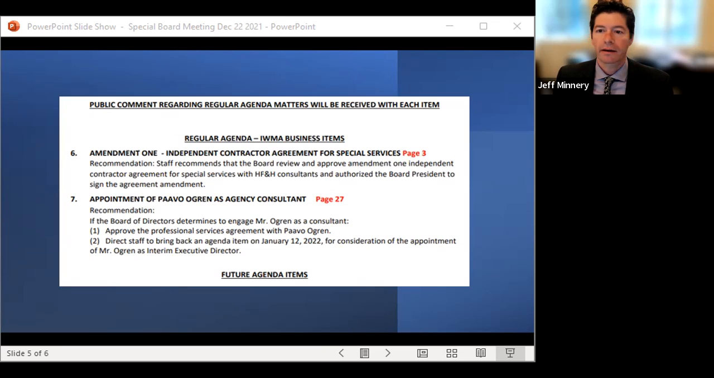And with that, the reason for this being on as a consulting agreement is that the board has expressed interest in engaging Mr. Ogren as an interim executive director. However, matters of executive compensation need to be discussed during a regular meeting, not a special meeting. So that is why we are handling it in the way it is presented today. With that, I'll answer any questions.